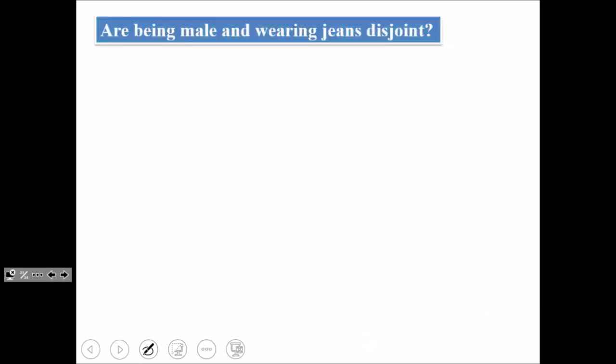Are being male and wearing jeans disjoint? Well, no, we had lots of guys who were wearing jeans in my example. So they're not disjoint.